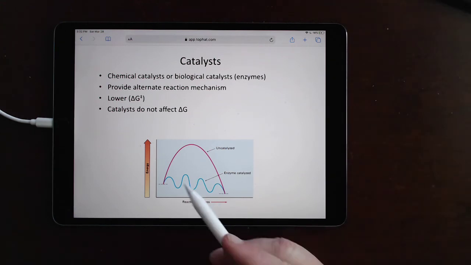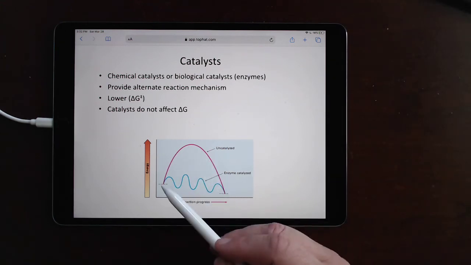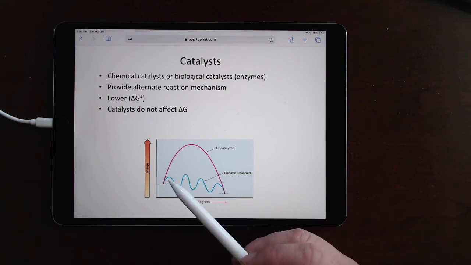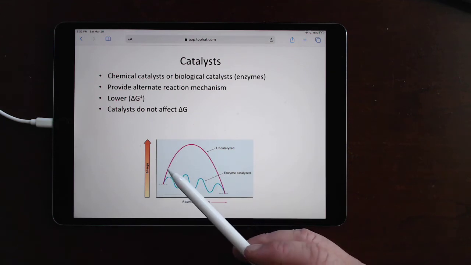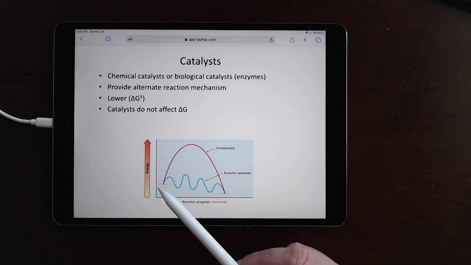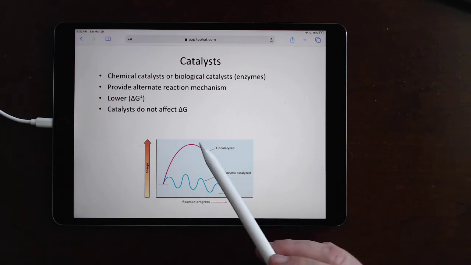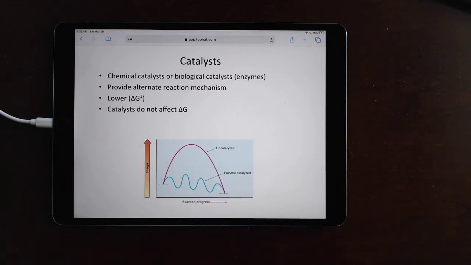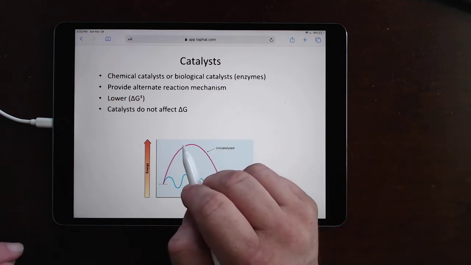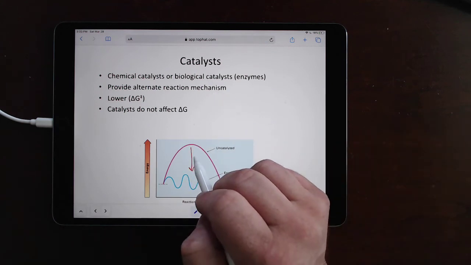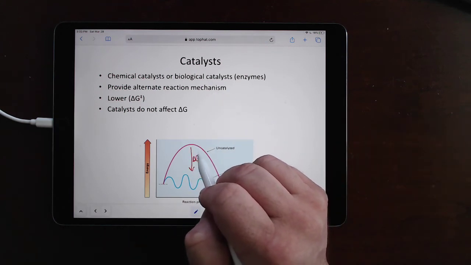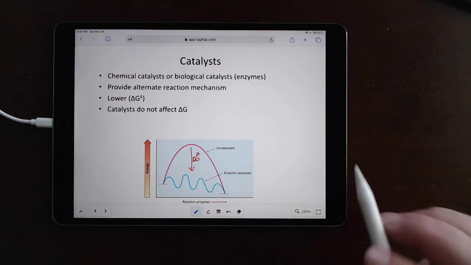So what it's doing is providing an alternate pathway over the hill, over that activation energy. It's the difference between going over the hill or going through the hill. So that's all it does. It just speeds up the reaction, and it does that by dropping the delta G double dagger, the activation energy.